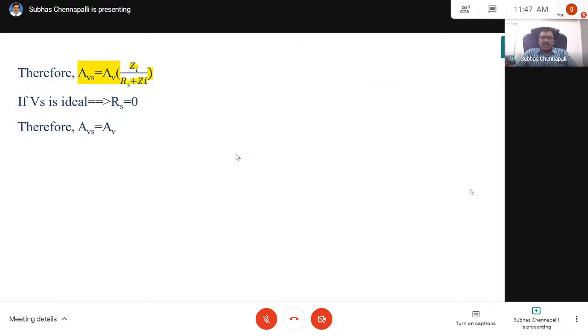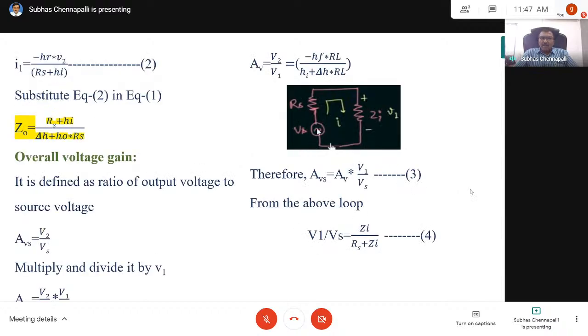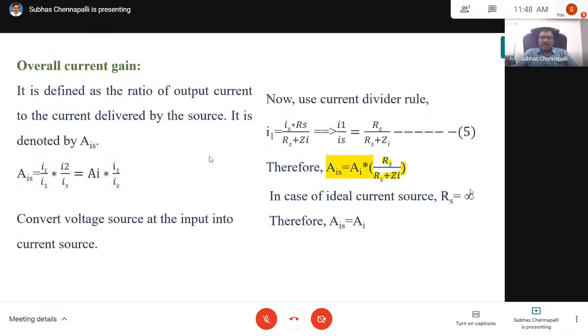IS, I'll show here. You will have a current source here, and across that you will have RS. ZI is in parallel with RS. So the current I1 passing through ZI is IS times RS by RS plus ZI. That's how we calculate the current. So I1 by IS is equal to RS by RS plus ZI.